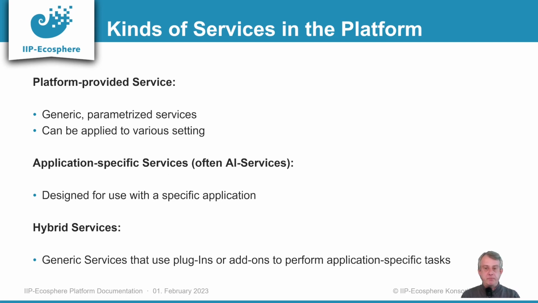Application-specific services, which are often AI services, can be developed and used as part of specific applications operating on the platform. Hybrid services are typically generic platform services that can operate without application-specific code, but can be customized through add-ons or plugins to support a specific application, enabling the hybrid services to perform application-specific tasks.